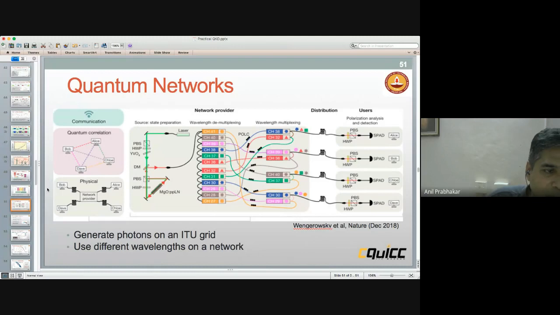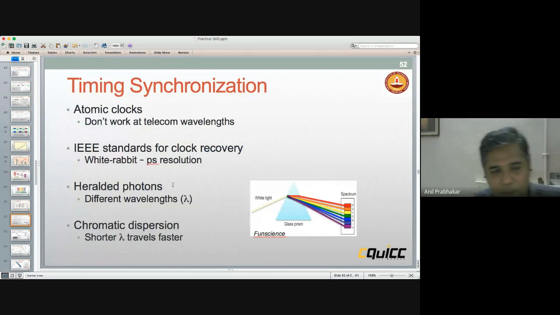Now, there is a small problem with this when you go to longer distances. When they set it up in Cambridge, it's not a big problem because the distances are short. But if you go to longer distances, there's a problem. And what is that problem? The problem is, again, that the clocks will get delayed because the different wavelengths travel at different speeds.